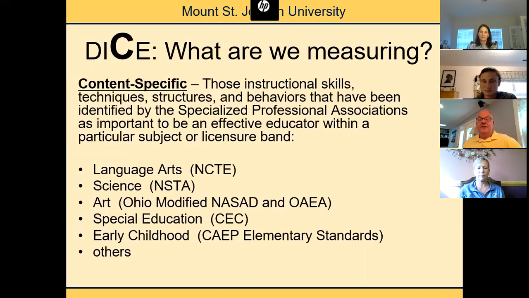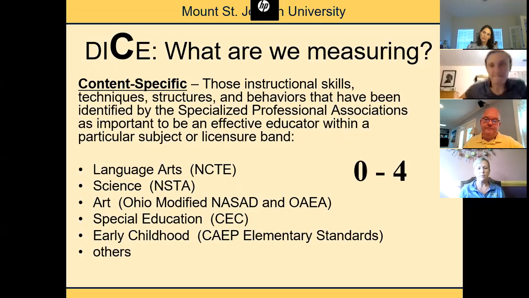Some of it's already been included in the instructional part, the second part, but where there might be a missing gap, based on what these professional associations tell us, that'll be what is in the DICE form. So that'll look different for each licensure area, whether it's math, science, early childhood, special ed. But it'll be part of the DICE form that you'll use to evaluate your student. It's also rated on a 0 to 4 scale.